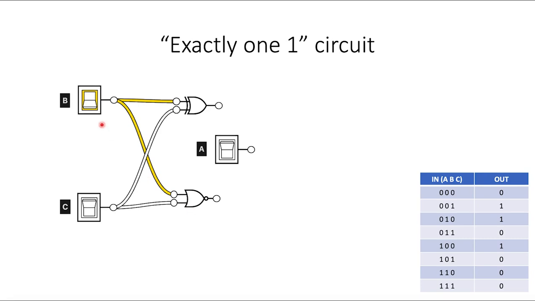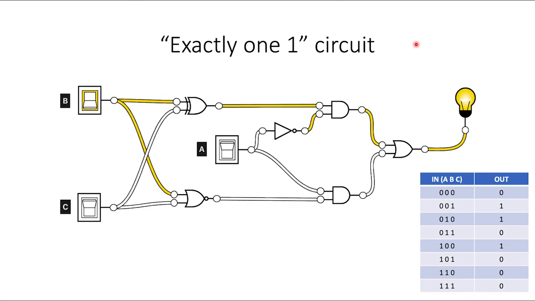Okay, so we want to take the output of B and C, and then we either want to look at the output of this XOR gate, or we want to look at the output of this NOR gate, but that depends on whether A is 0 or whether A is 1. So I want to take this basic circuit, and I want to tack on basically a big switch gate onto this side. And I've done that here.